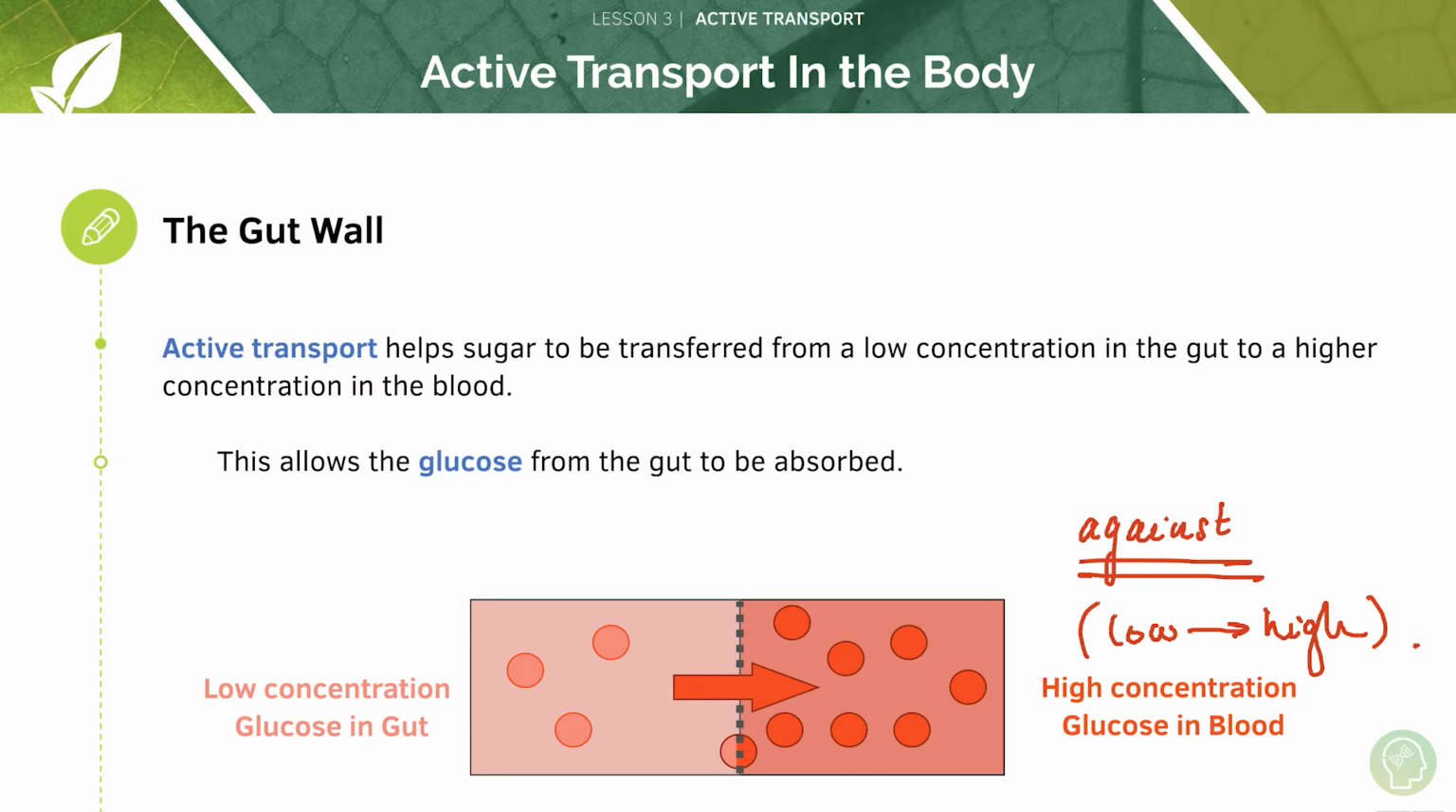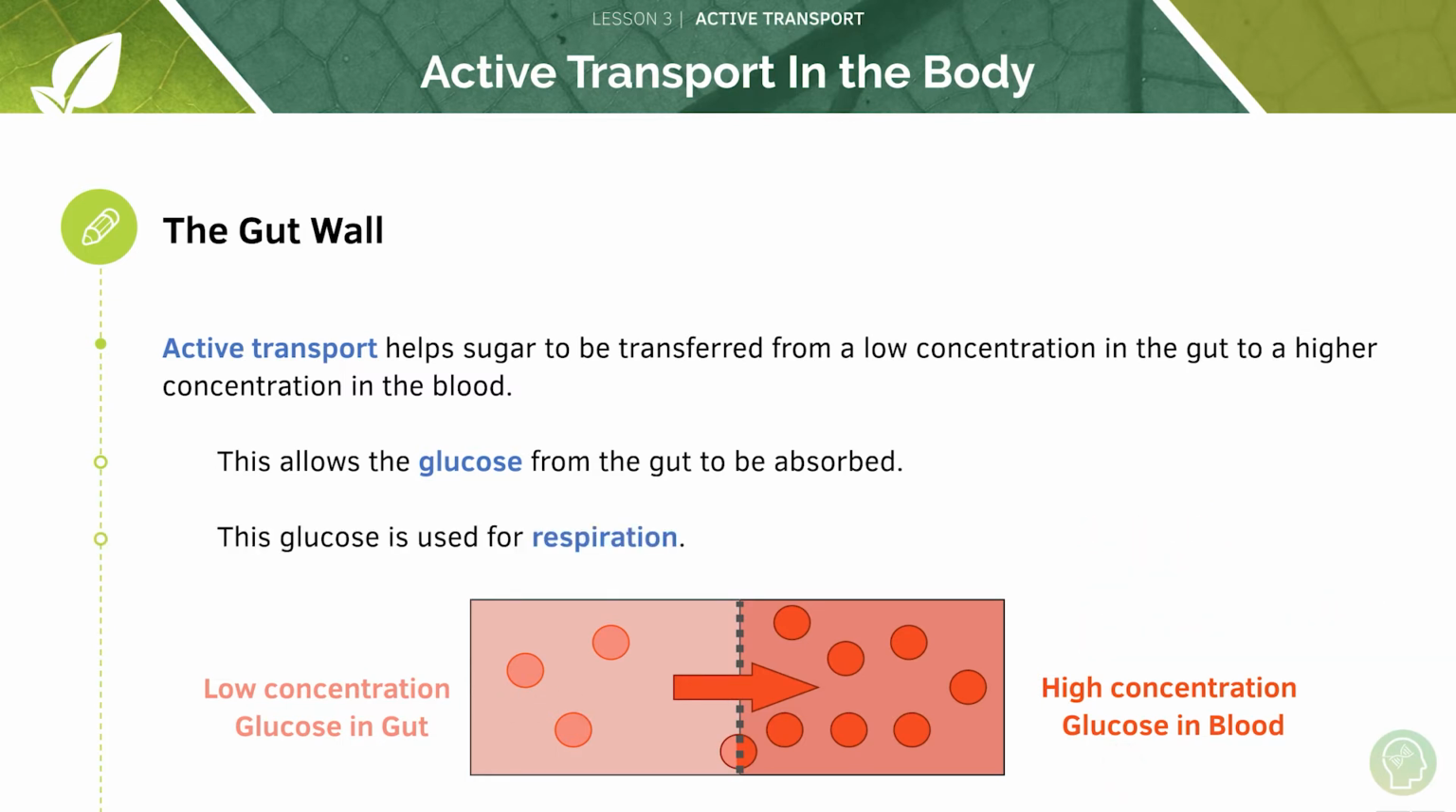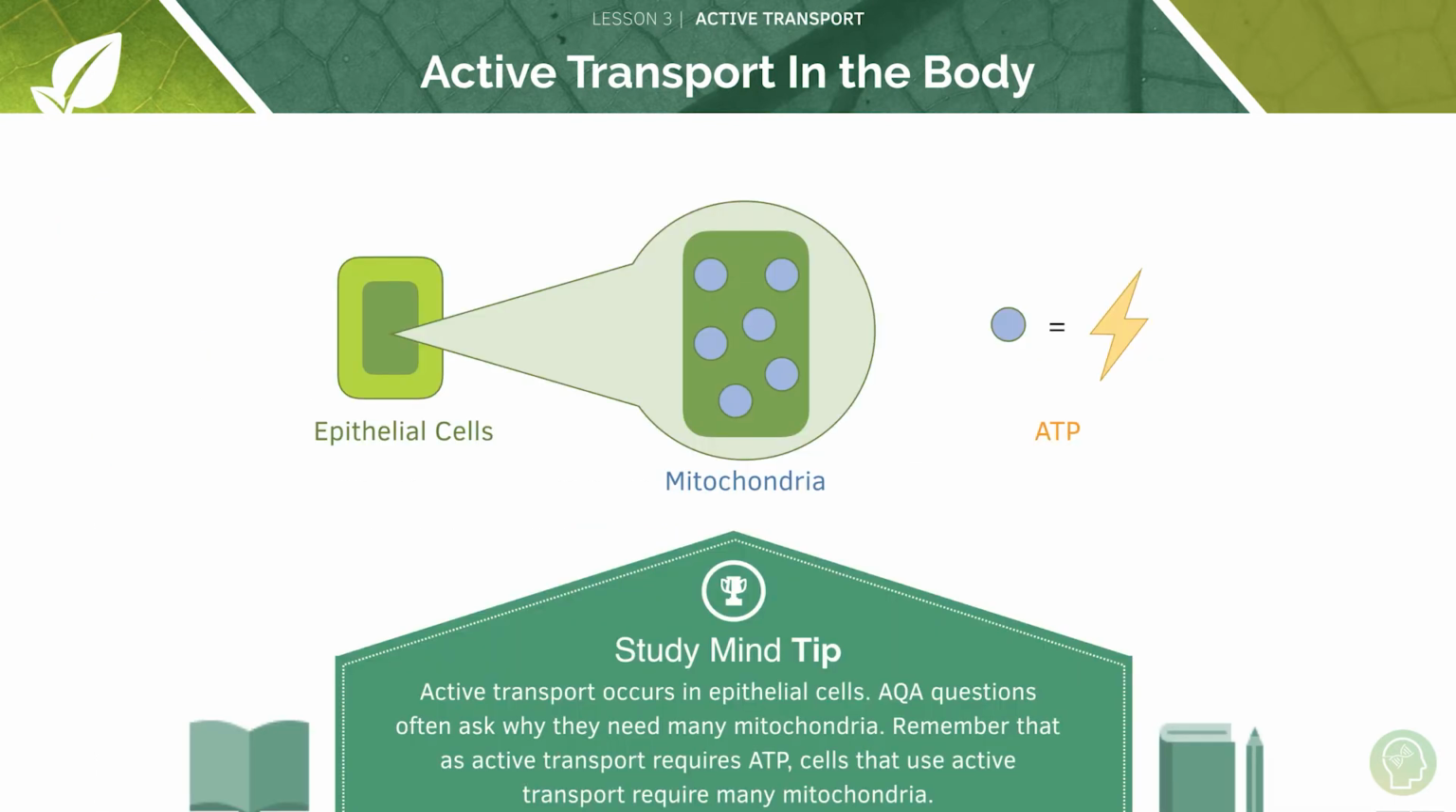But just keep in mind that if we didn't have this as a mechanism of transport, then we wouldn't be able to absorb glucose from the gut into the blood. And instead, glucose from the blood would move out into the gut from high to low concentration. So it's good that we have active transport because it means we're able to absorb as much glucose as possible into the blood. And this glucose will eventually be used for respiration in your working cells.